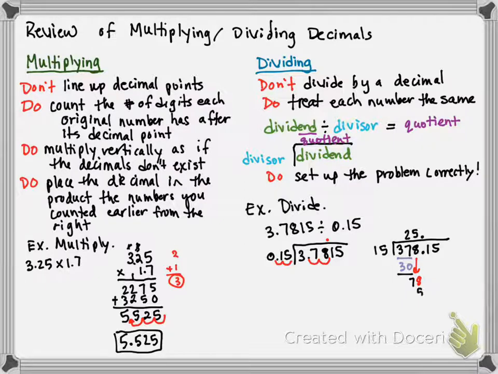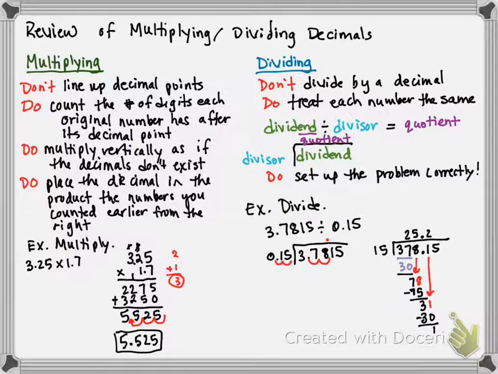5 times 5 is 25. 5 times 1 is 5, plus 2 is 7. And then I get a difference of 3. And then I don't worry about the decimal point anymore, right? Because he's already placed into my answer. So I bring down the next digit, 1. And then 15 can go into 31 twice, which is 30. And I get a difference of 1.